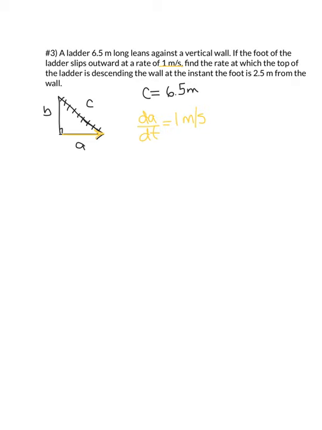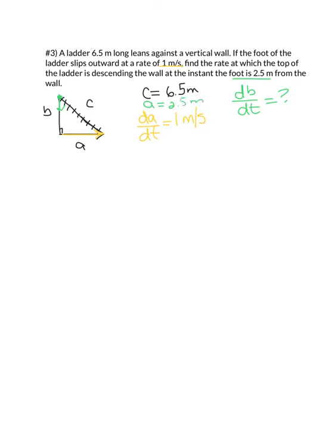When I look at this last piece of information, it says find the rate at which the top of the ladder, so up here, is descending the wall. So I'm looking for how fast the top of that ladder is slipping down the wall. So I'm actually looking for dB by dt. And the last thing they tell me is that we're looking for this rate at the instant the foot of the ladder is 2.5 meters from the wall. So they are telling me that A is equal to 2.5 meters.